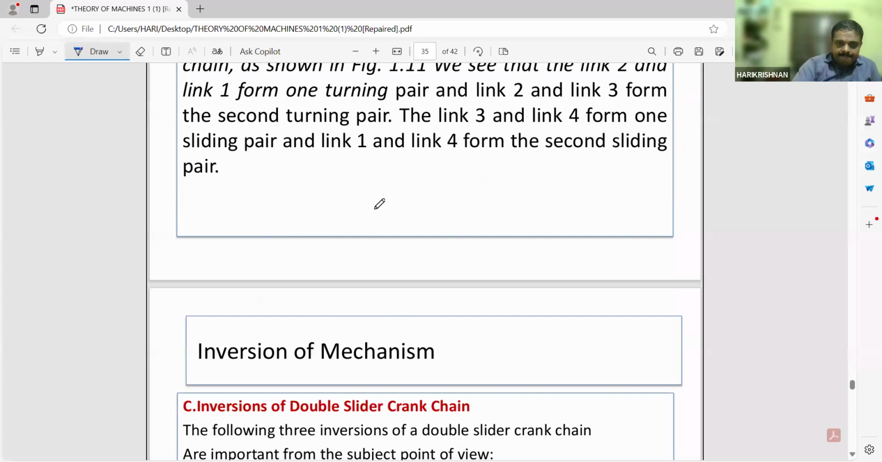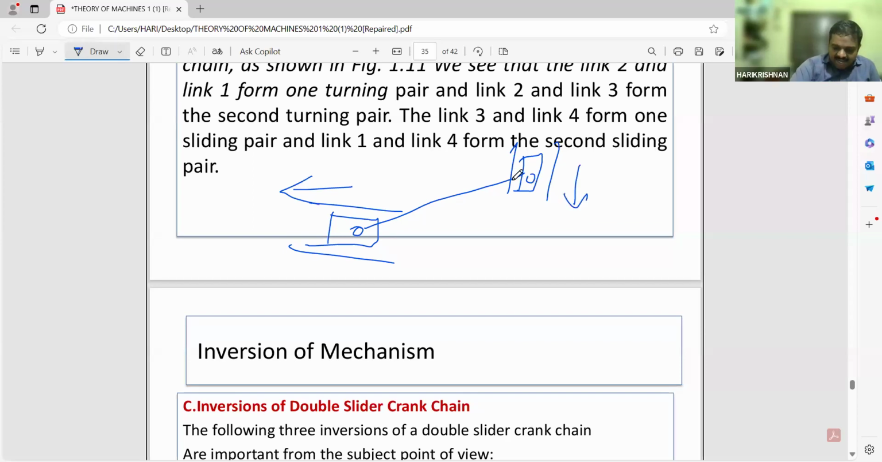you may see there will be one slider over here, and there will be another slider over here. So when this is sliding, this also will slide. So two sliders are there. This link will also turn corresponding to this one. So there will be a turning pair over here, and another turning pair over here. This type of mechanism is known as the double slider crank mechanism. You have to understand that there will be two sliding as well as two turning pairs for this mechanism.